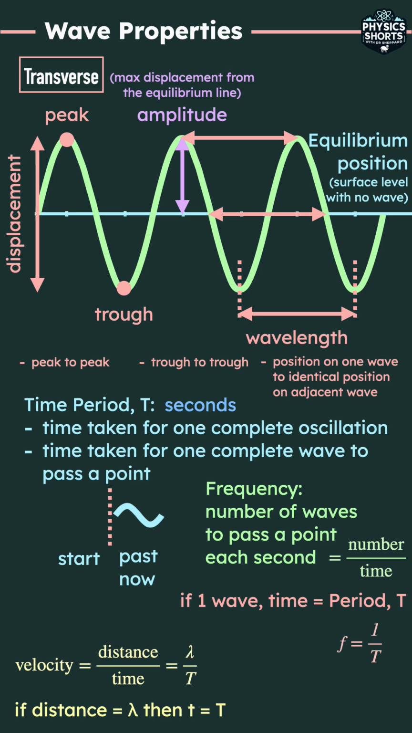And since 1 over period is the frequency, we get this neat equation, v equals f lambda: velocity equals frequency times wavelength.